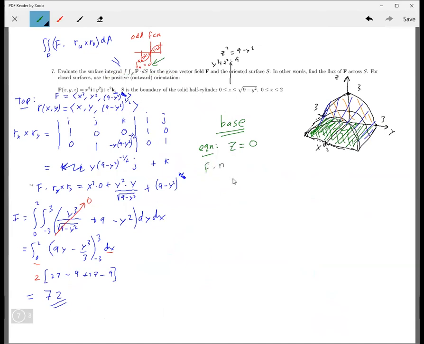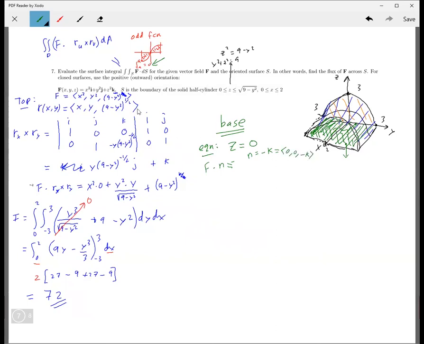F dot n, okay, what's the normal to this one? The normal that points outward. So if you take a point here, it's going to be pointing straight down, right? That's like negative k. The normal is negative k, and so F dot n is going to be this dotted with 0, 0, negative k.